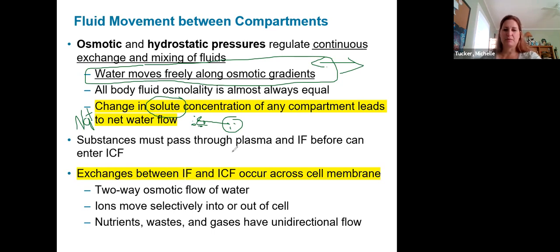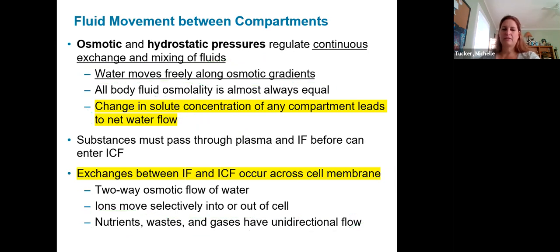Substances must pass through the plasma and the interstitial fluid before they can enter the intracellular fluid. And then exchanges between the interstitial fluid and the intracellular fluid occur across the cell membrane. For some substrates, like nutrients, waste, and gases, that flow is going to be unidirectional. And for water and ions, it's going to be bidirectional.